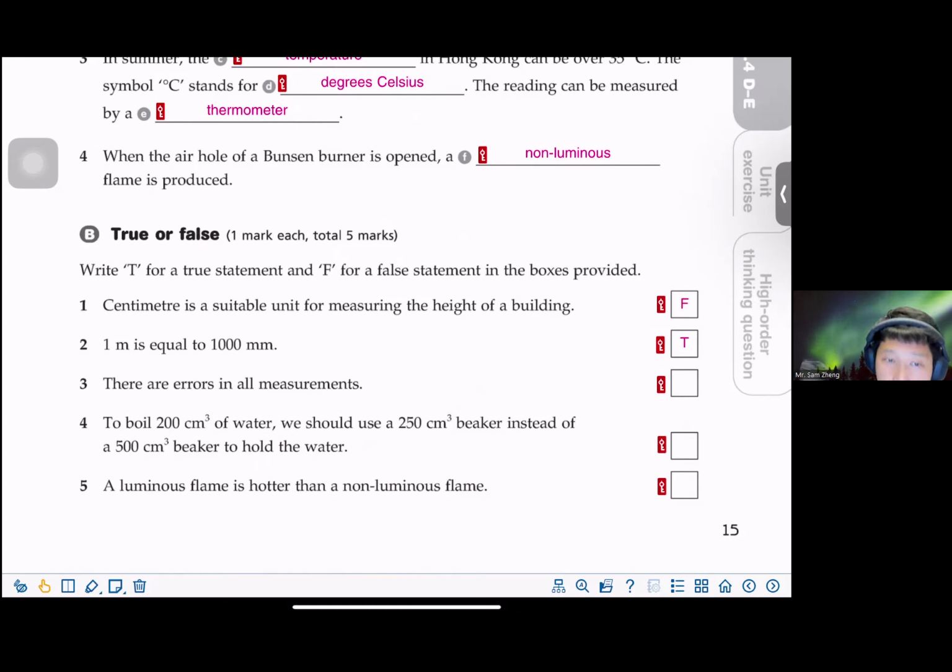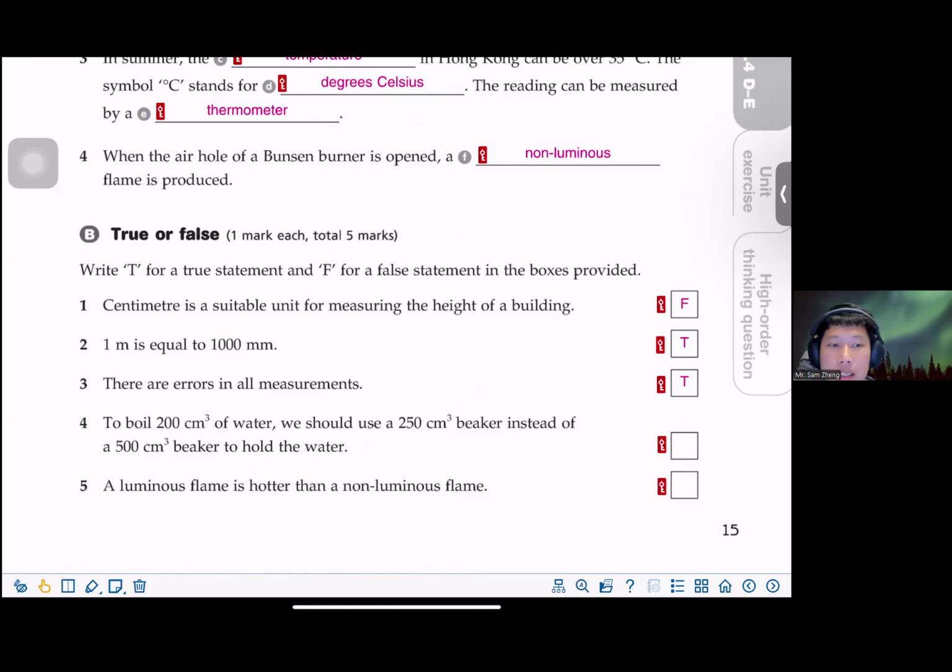There are errors in all measurements, definitely, because we have the limitation in reading. No matter how accurate or how expensive the equipment or apparatus that we use, reading error occurs in our measurement.